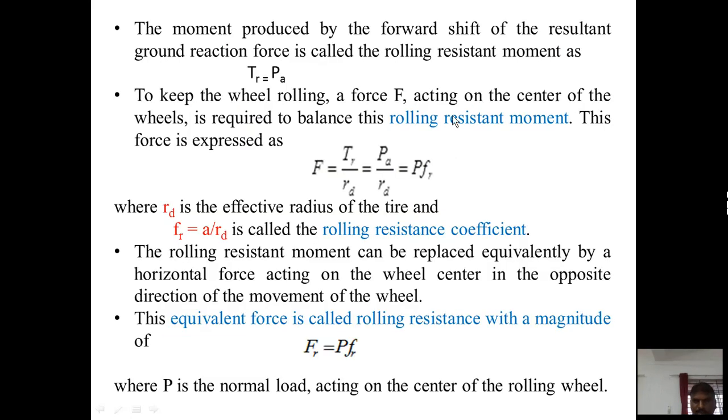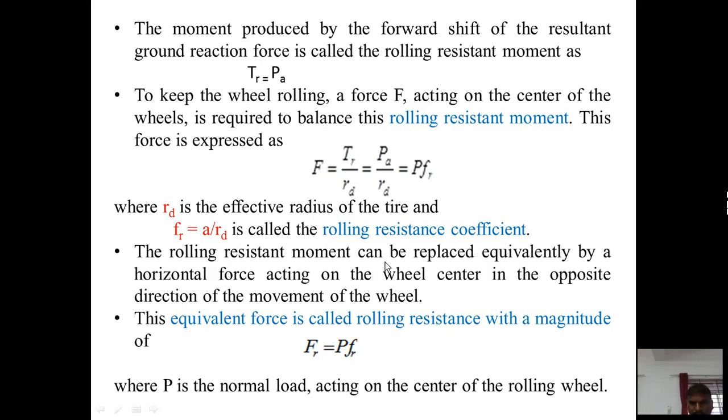The movement produced by the upward shift of the resultant ground reaction force is called the rolling resistant movement, as T suffix R equal to P suffix A. To keep the wheel rolling, a force F acting on the center of the wheel is required to balance this rolling resistant movement. This force is expressed as capital F equal to T suffix R divided by R suffix D equal to P suffix A divided by R suffix D equal to capital P into f suffix r, where R suffix D is the effective radius of the tire and f suffix r equal to A divided by R suffix D is called the rolling resistance coefficient.